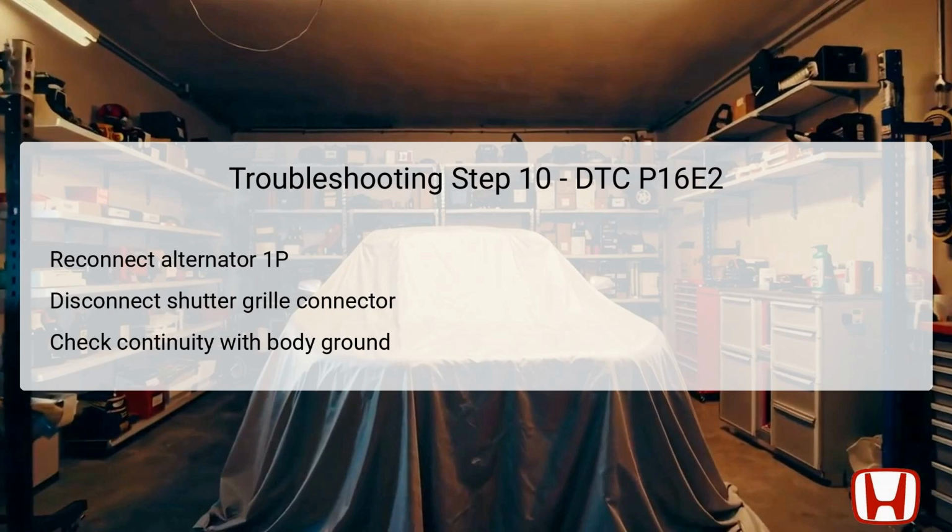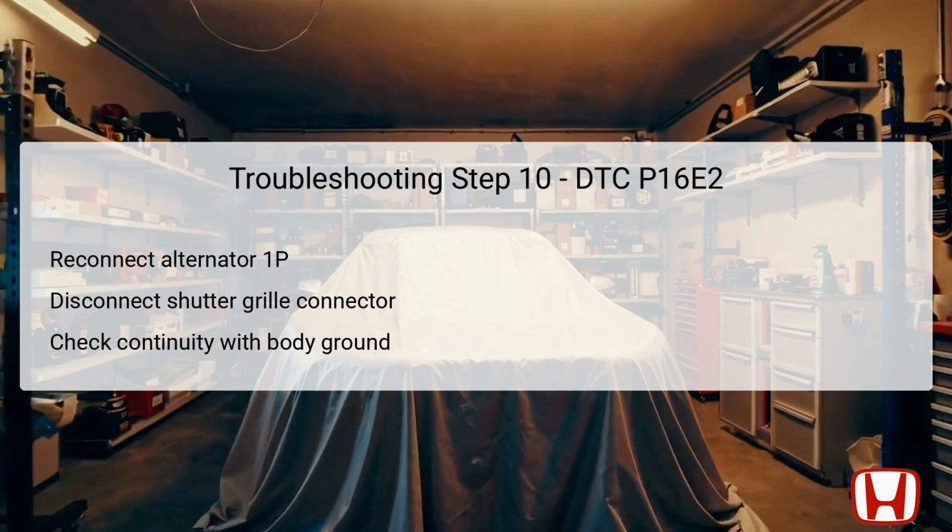You will then disconnect both upper and lower shutter grille 4P connectors one at a time. This testing measures continuity from the shutter grille terminals to body ground, while the vehicle is set to off lock mode. This procedure is critical for diagnosing potential shorts or opens in communication paths.